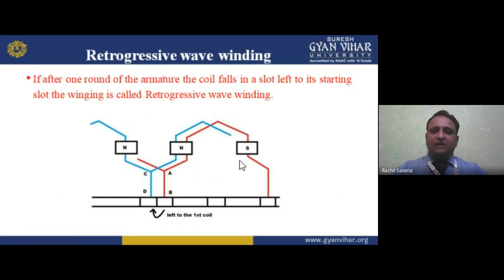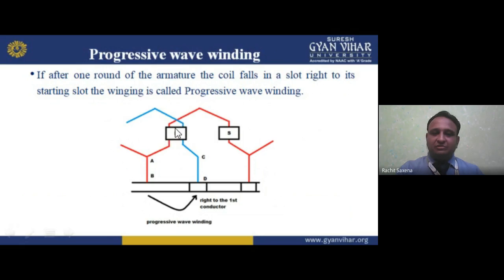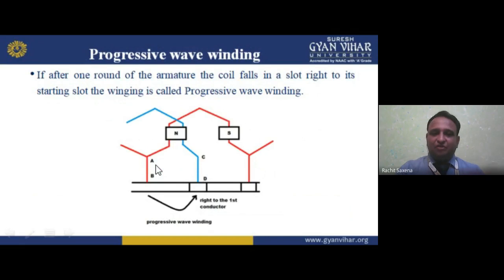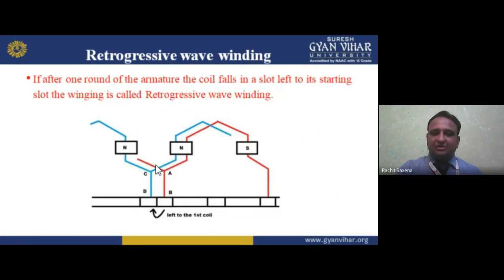Now, if after one round of the armature the coil falls in a slot left to its starting slot, the winding is called retrogressive wave winding. In the first case we are moving forward, progressive. But if I am talking about retrogressive, it is backward. So in this we have forward, in this we have backward. What is it called, my dear student? Retrogressive wave. I hope you understand.